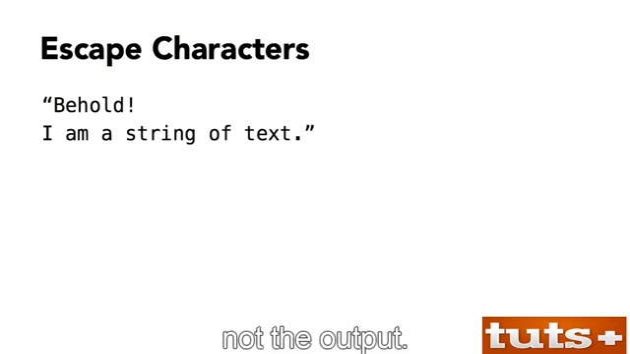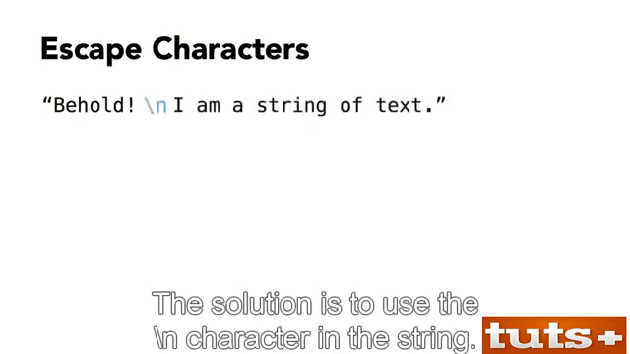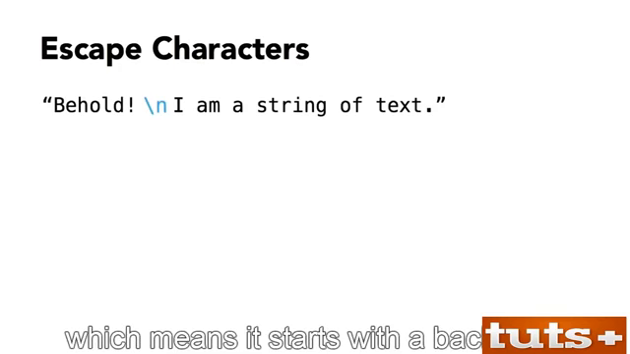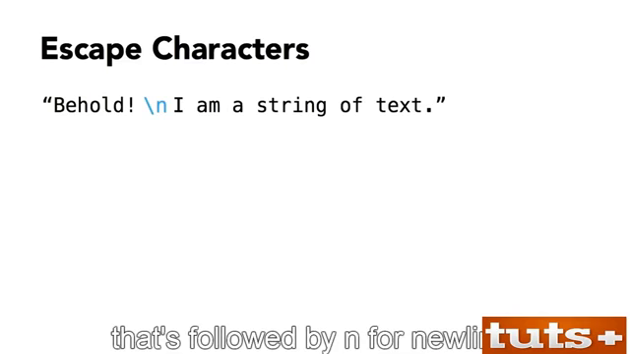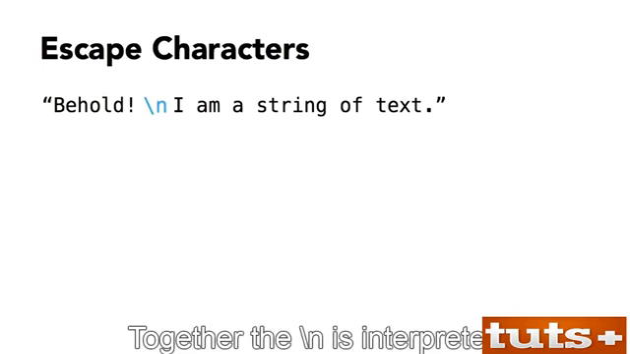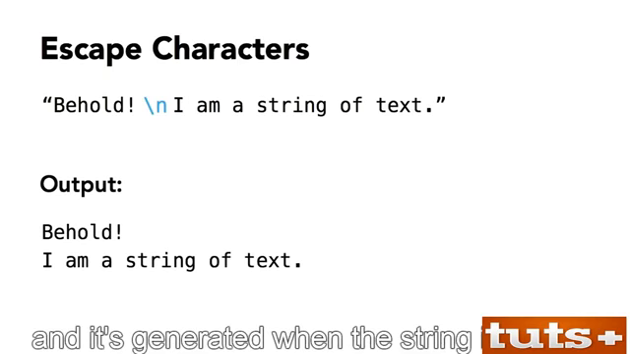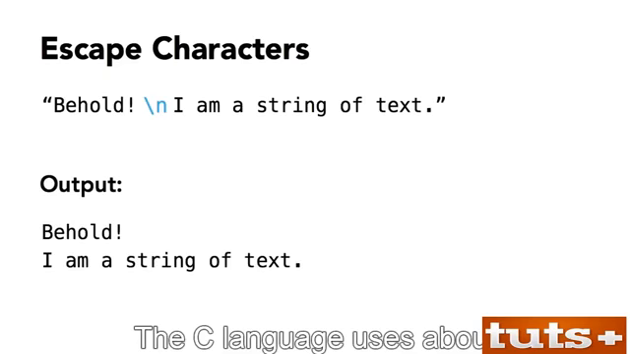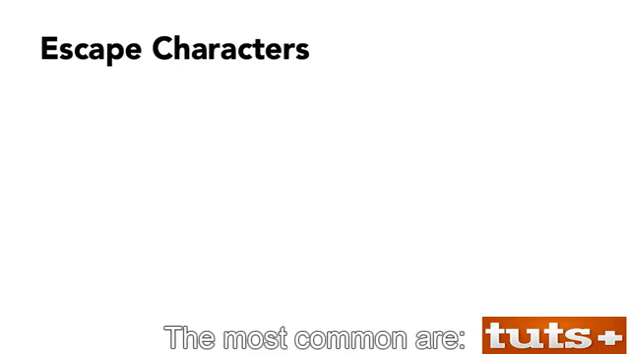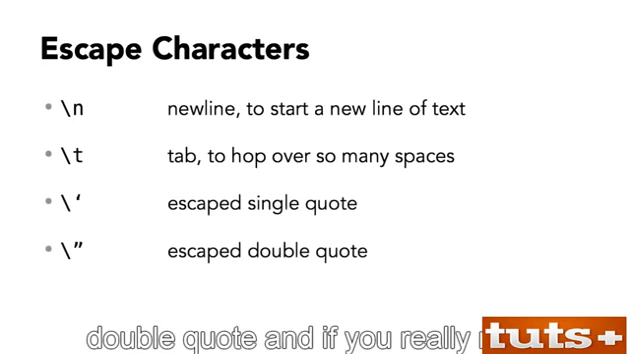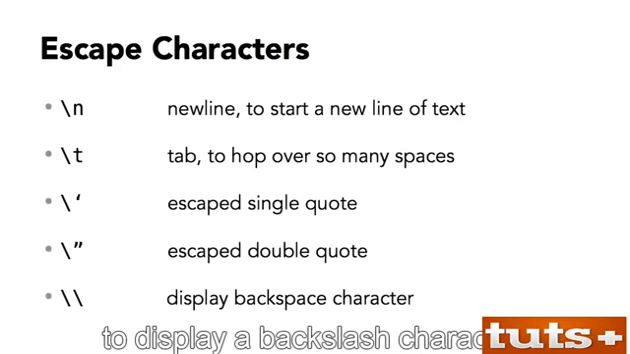The solution is to use the new line character in the string. It's an escape character, which means it starts with a backslash. That's followed by n for new line. Together, the backslash n is interpreted as one character, a new line, and it's generated when the string is output. The C language uses about a dozen escape characters, also known as escape sequences. The most common are new line, tab, single quote, double quote, and if you really need to display a backslash character, you must escape it as well.